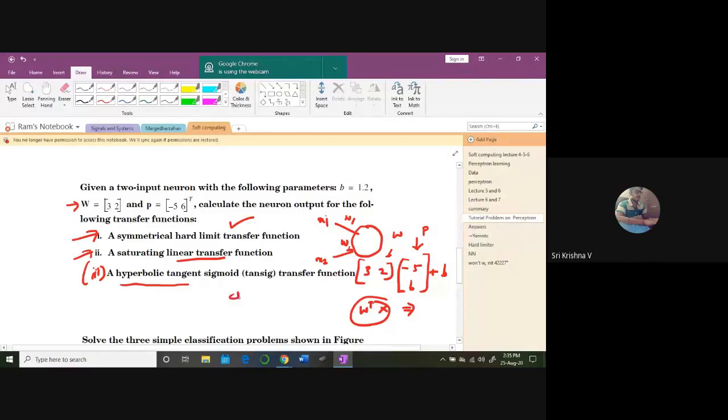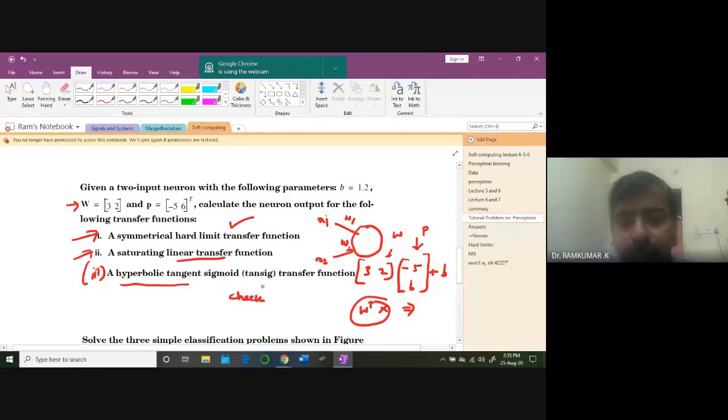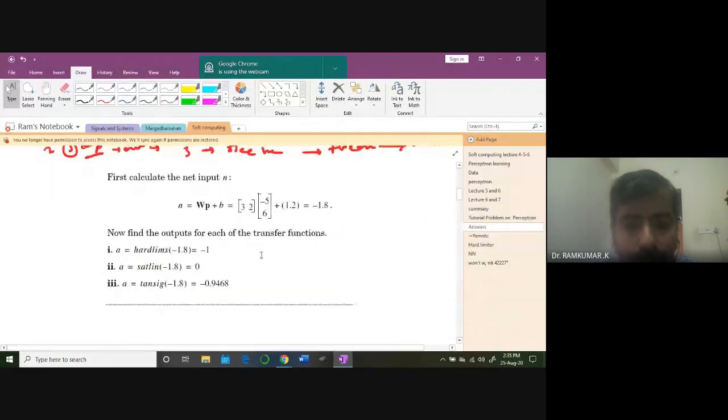For the first one, it's 0. 3 minus 15: minus 15 is definitely a bigger number, so naturally it's going to be 0. You're getting the point clearly. Good. So that's the answer. For the next one it's going to be minus 1.8. So the value is minus 1.